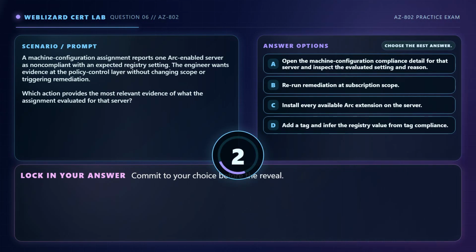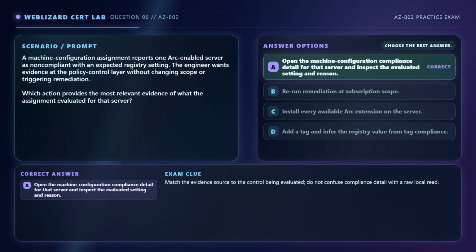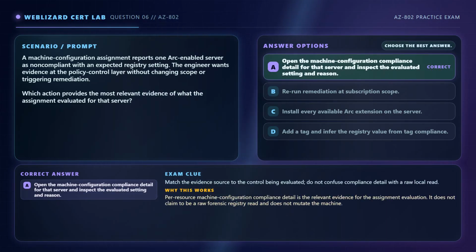The correct answer is A. Open the machine configuration compliance detail for that server and inspect the evaluated setting and reason. Per-resource machine configuration compliance detail is the relevant evidence for the assignment evaluation. It does not claim to be a raw forensic registry read and does not mutate the machine. Exam clue: match the evidence source to the control being evaluated. Do not confuse compliance detail with a raw local read.